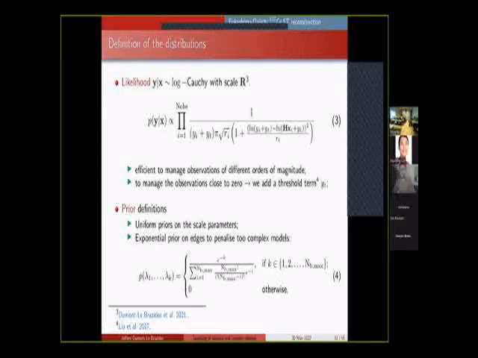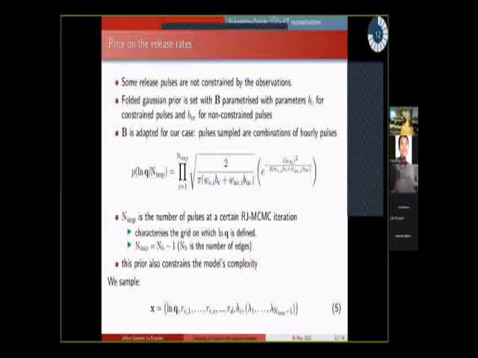For what concerns the priors, we use uniform priors on the scale parameters, and we use exponential priors on the edges to penalize too complex models. So here you see which kind of exponential prior it is. For the prior on the release rates, it is more complicated, more tricky. We use a folded Gaussian prior with a B covariance matrix, which is parameterized by 2 hyperparameters. One of them is used for pulses that are constrained by the observations, and the other for pulses not constrained by the observations. And we only sample the BC here, the hyperparameter which is associated to the pulses constrained by the observations. We can note that this prior also constrains the model complexity.